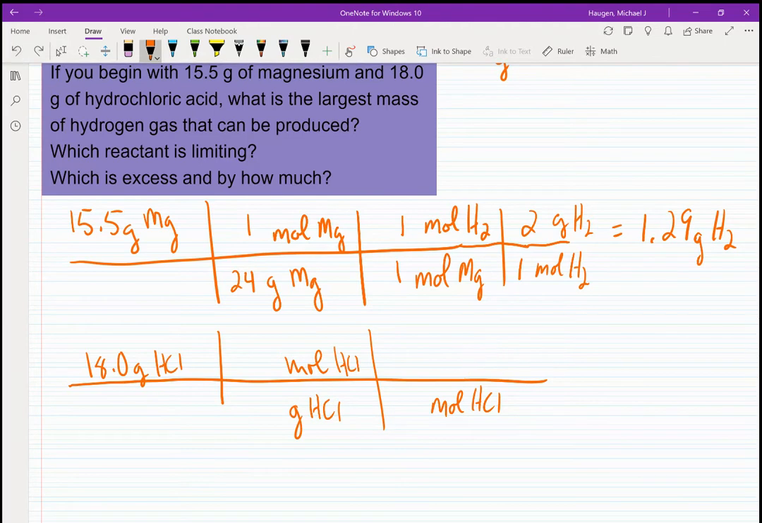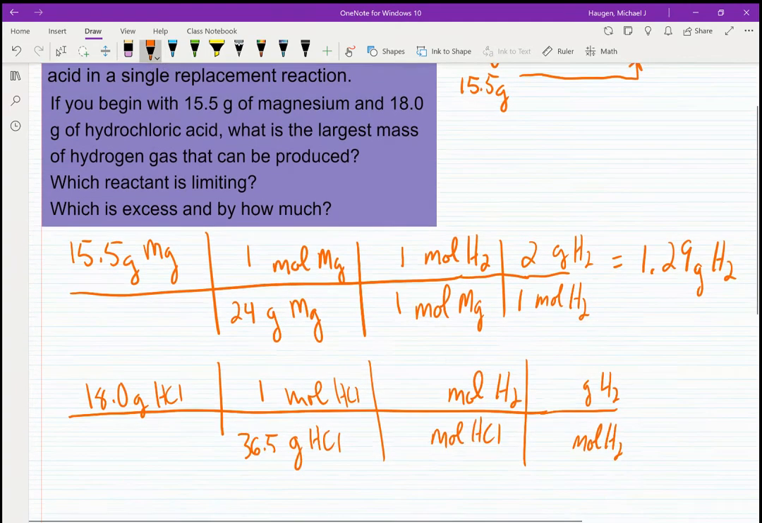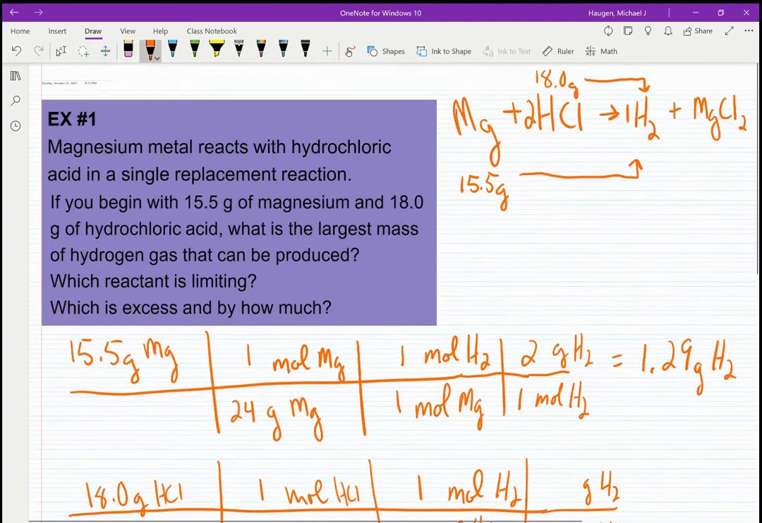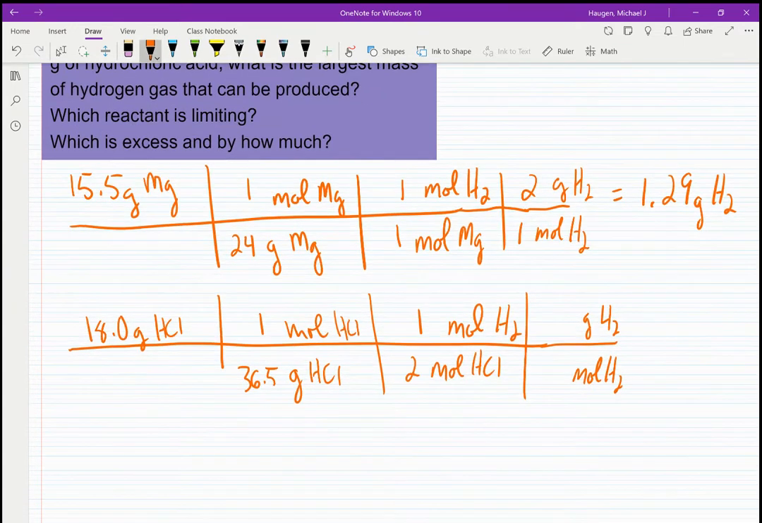Into moles of H2 again, just like we did in the last one. And then moles of H2 into grams of H2. Okay, so 1 mole of hydrochloric acid is 36.5 grams. And here, when I look at my equation, 1 mole of hydrogen gas is equal to 2 moles of hydrochloric acid. So 2 moles of hydrochloric acid, and then still 1 mole is 2 grams.